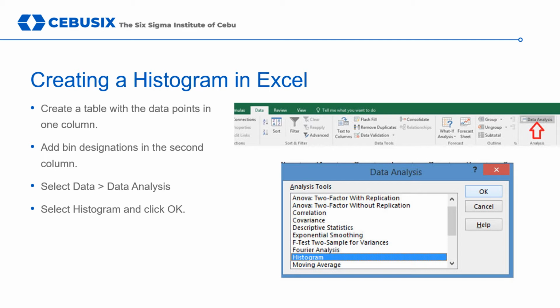If we use the example in the book, then in the first column, we will add all of the data points from the sample, and in the second column, we will designate the bins in increments of 5, starting at 10 and going to 75. Once this is done, simply select the Data tab and choose Data Analysis. A dialog will pop up and you can select Histogram, then click OK.